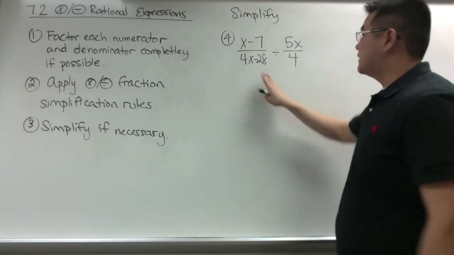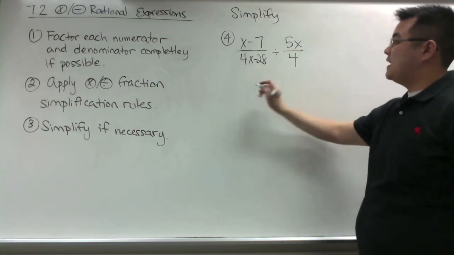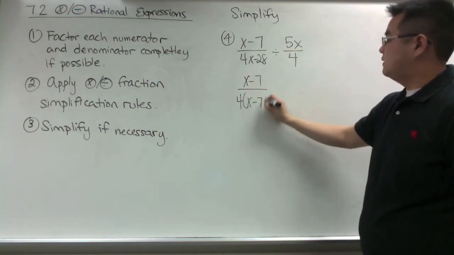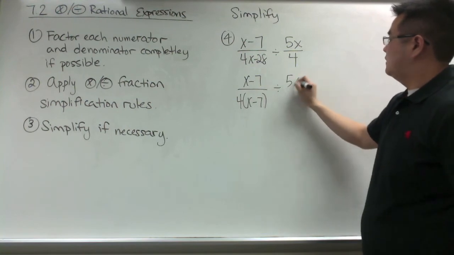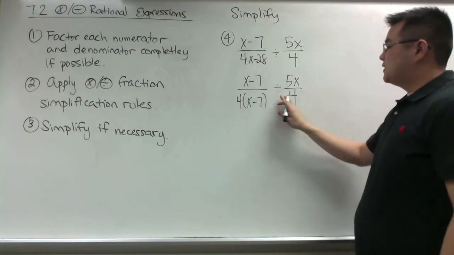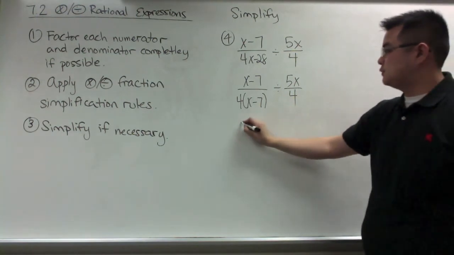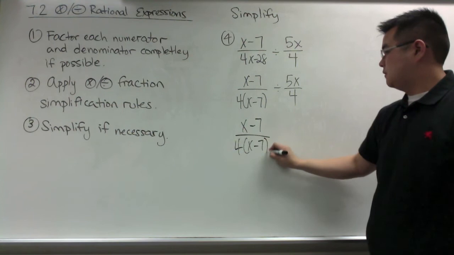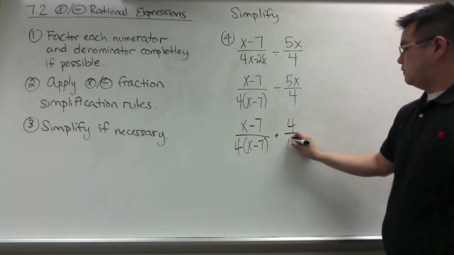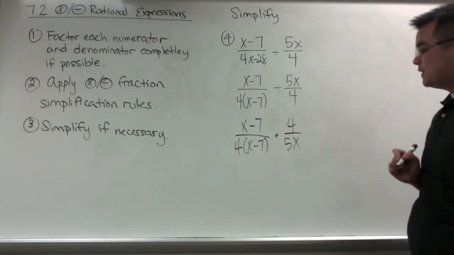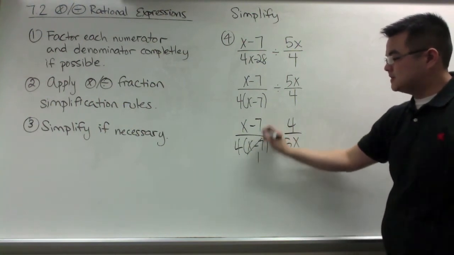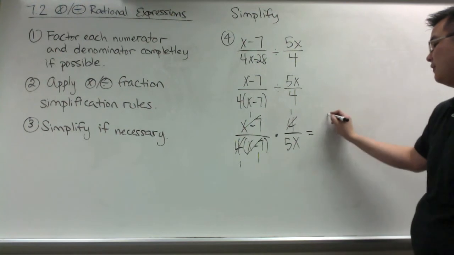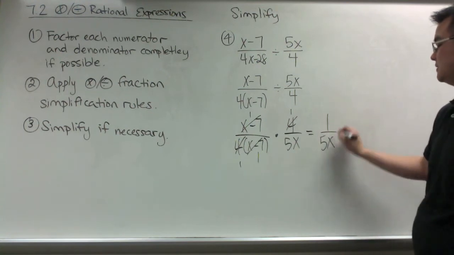In our next example, we're going to factor the 4x minus 28. Factor out the GCF. Then we're going to apply the division of fraction rules. And then we're going to simplify. The two binomials divide out, the 4's divide out, and I'm left with 1 over 5x.